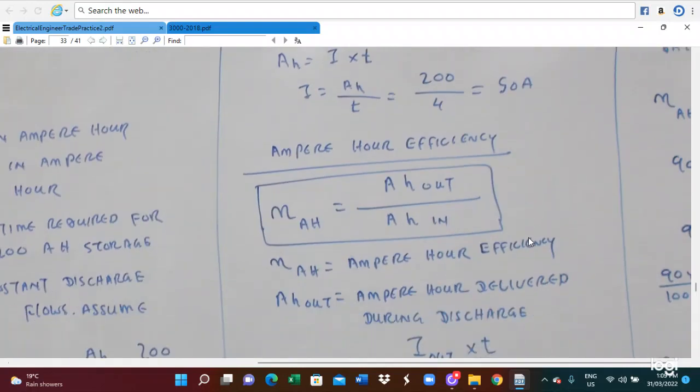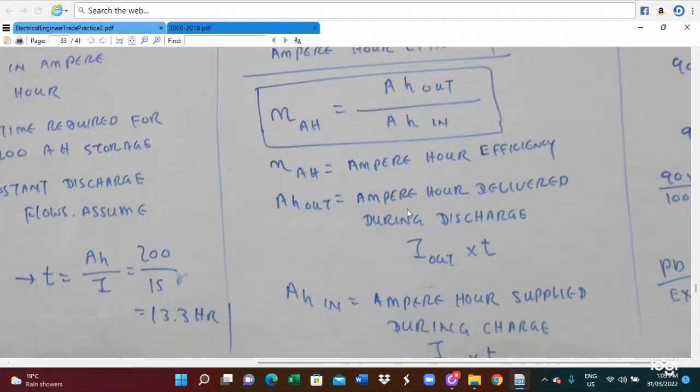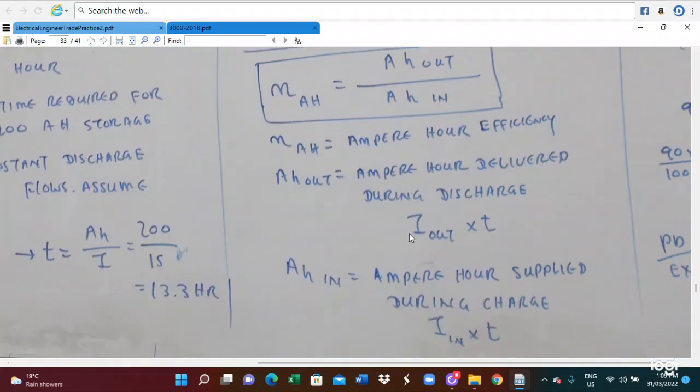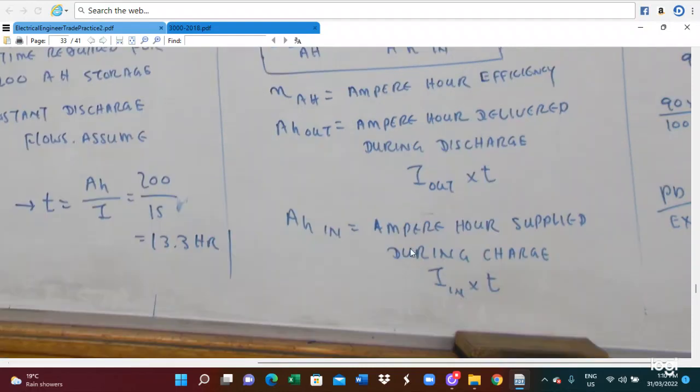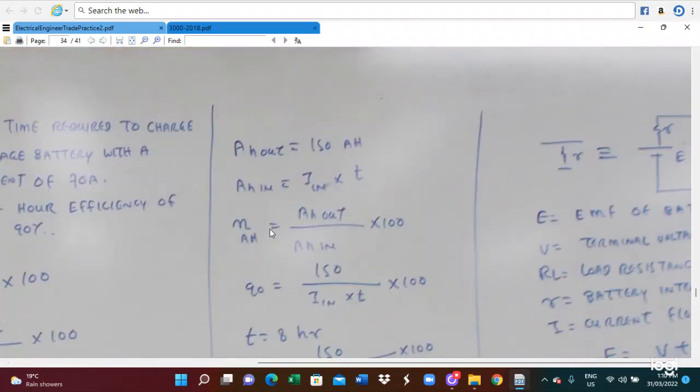The next one is the ampere hour efficiency. Ampere hour efficiency, eta AH, is equal to ampere hour output divided by ampere hour input. Eta AH is our efficiency. AH out is the ampere hour delivered during the discharge, so I out multiplied by time. AH in is the ampere hour supplied during the charge, so I in multiplied by time. So this is the way we calculate the ampere hour efficiency.